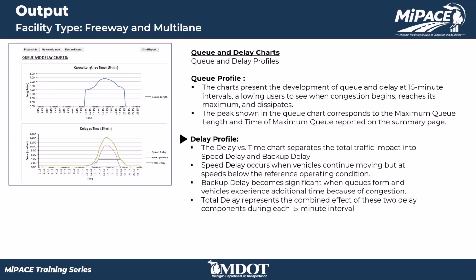The delay chart separates the traffic impact into speed delay, backup delay, and total delay. Speed delay occurs when traffic is moving, but at speed below the reference condition. Backup delay becomes important when queues form and vehicles experience additional waiting due to congestion. When reviewing the results, use the two charts together. The queue chart shows the extent of the congestion, while the delay chart shows the severity of the operational impact over time.